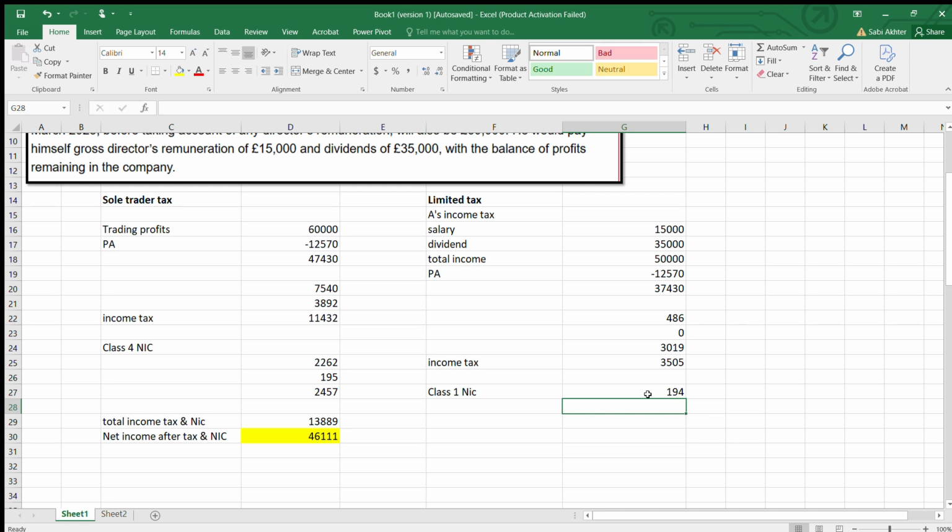Now, there is an employer's NIC, but remember, employer's NIC would be paid by the company, not by Aragon. But still we'll calculate and keep it, because when we calculate corporation tax, that time we need this to deduct it from there. Since we don't have any benefits in kind, there is no class 1A NIC, only employer's class 1 NIC.